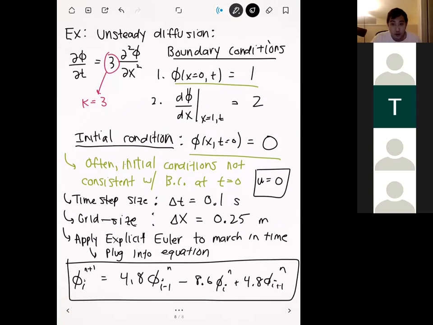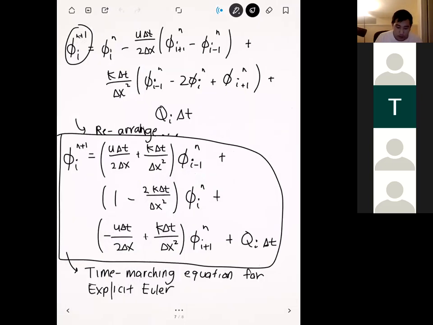Yes. The way that we got this was we plugged in all these quantities: we have k, we have u, we have delta t, and we have delta x, and we plug those into this equation over here. Let me see. So we have 1 minus 2 times 3 times 0.25 divided by 0.10 divided by 0.25 times 0.25. I got minus 8.6. Did you do the 1 minus? Yes, you need the 1 minus there.